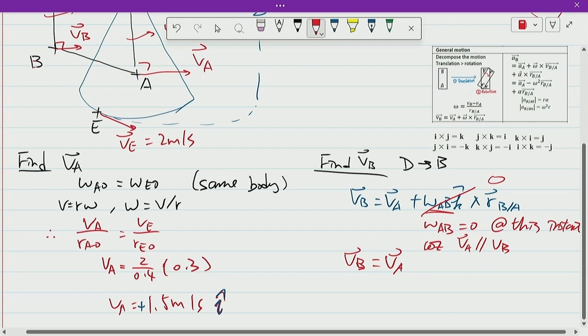Correct. They have to be on the same body. So AB is basically 2 ends of the same body.